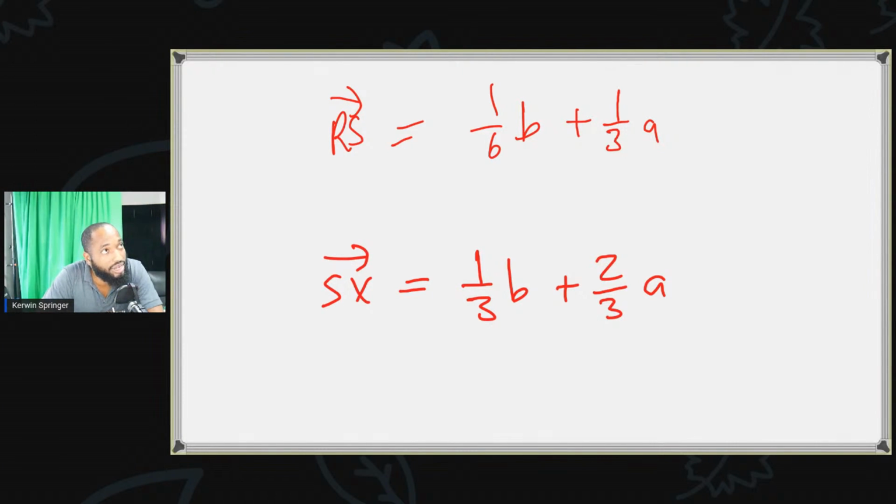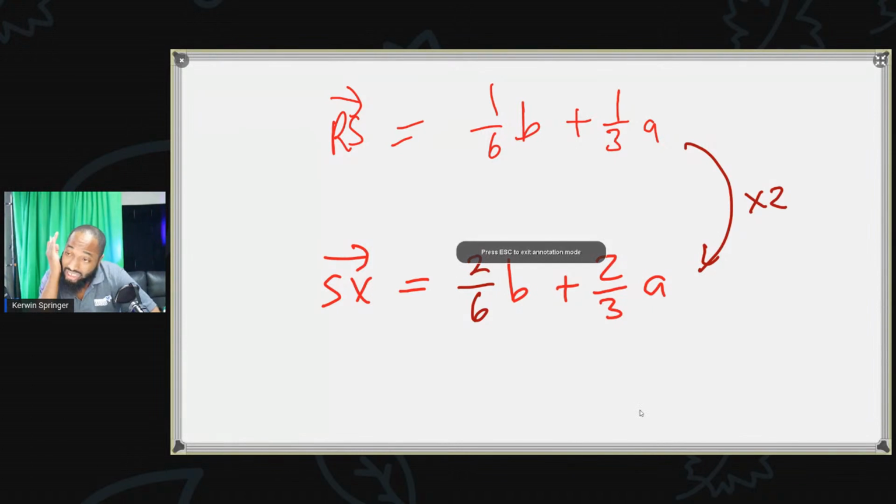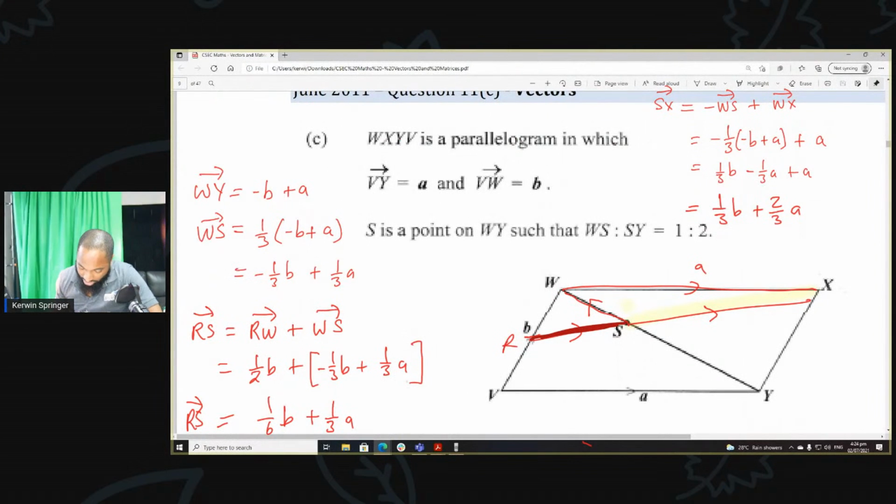Show that they're collinear. Well, you're seeing it. This is like 1/3, so this is more like, watch this, 1/3 is 2/6. So this I multiply by 2. The factor is not a third, the factor is 2. You can see it in the diagram. RS, I need to multiply by 2 to get SX.